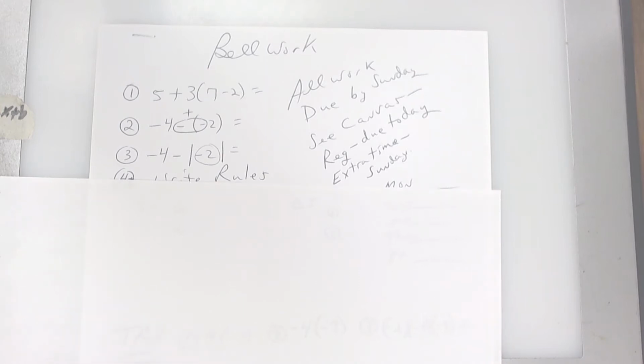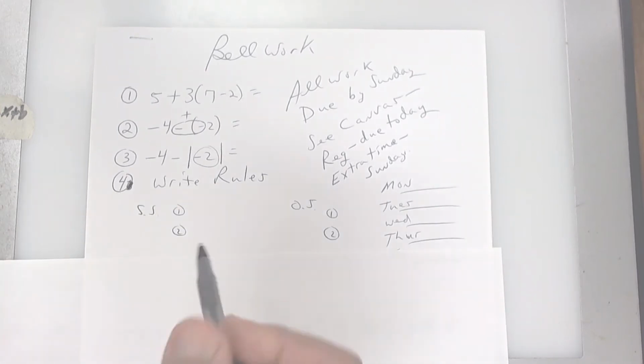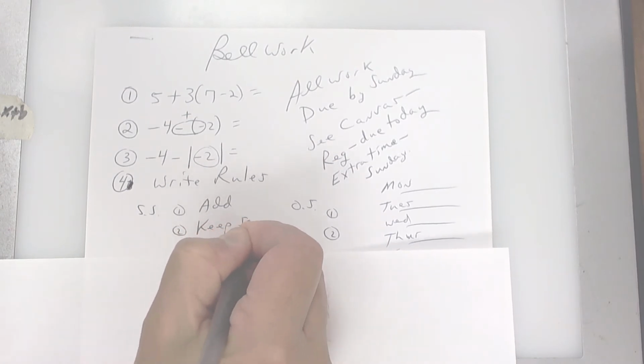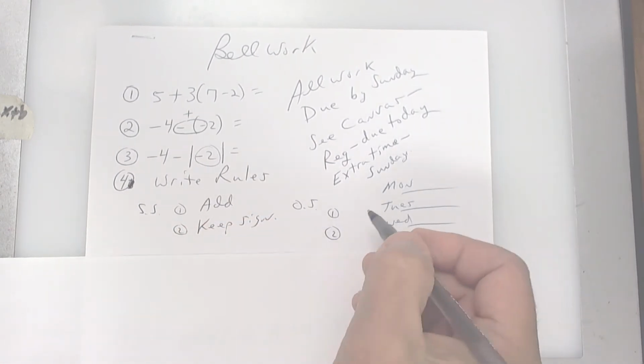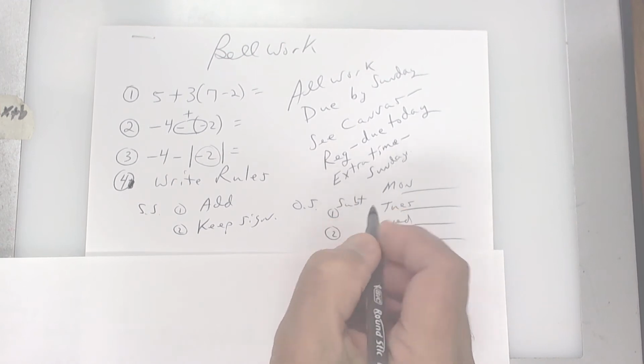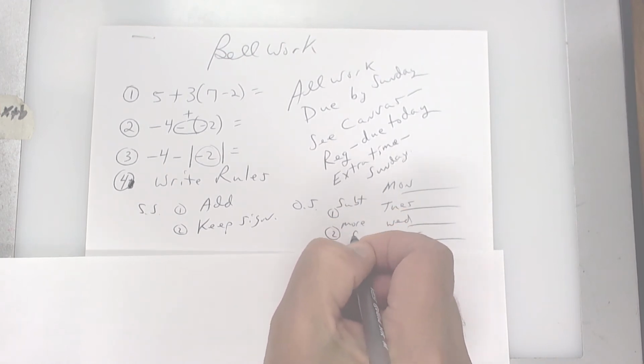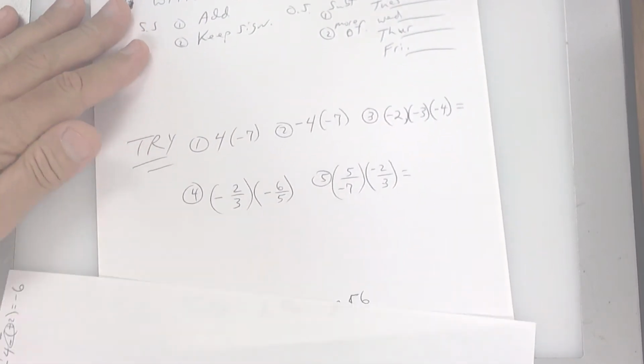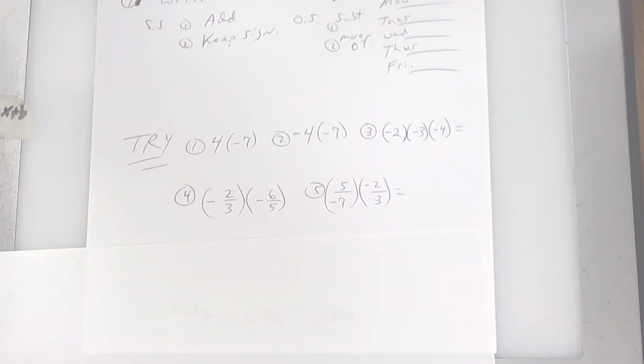Write the rules. Well, if the signs are the same, you add them and keep the sign. If the signs are opposite, you subtract and you keep the sign that you have more of. Make sure you know these rules by heart. By heart. All right, let's go on. Try these before I give you your work.